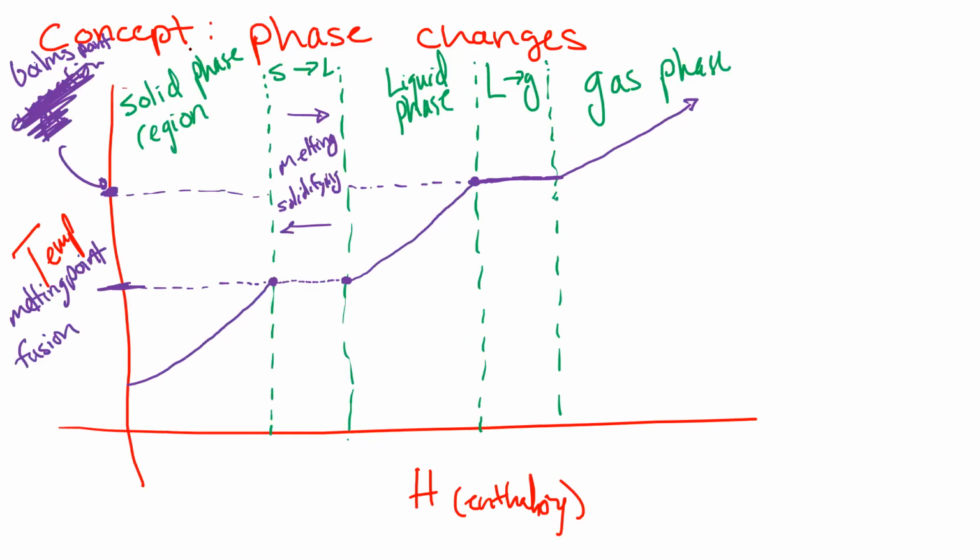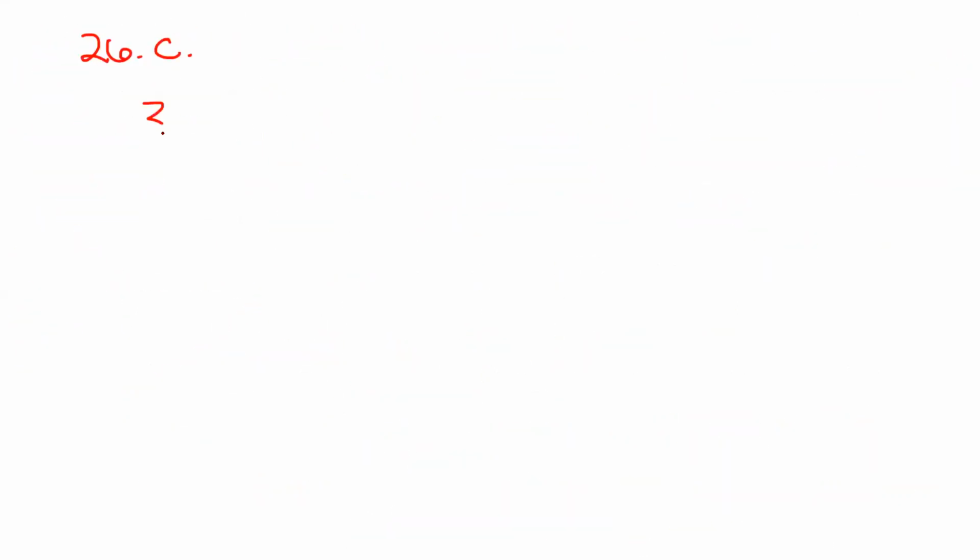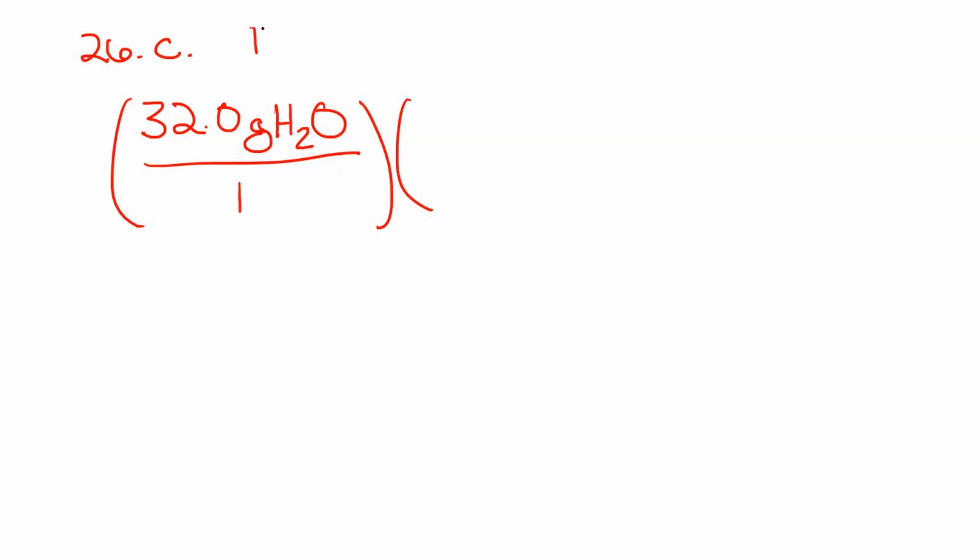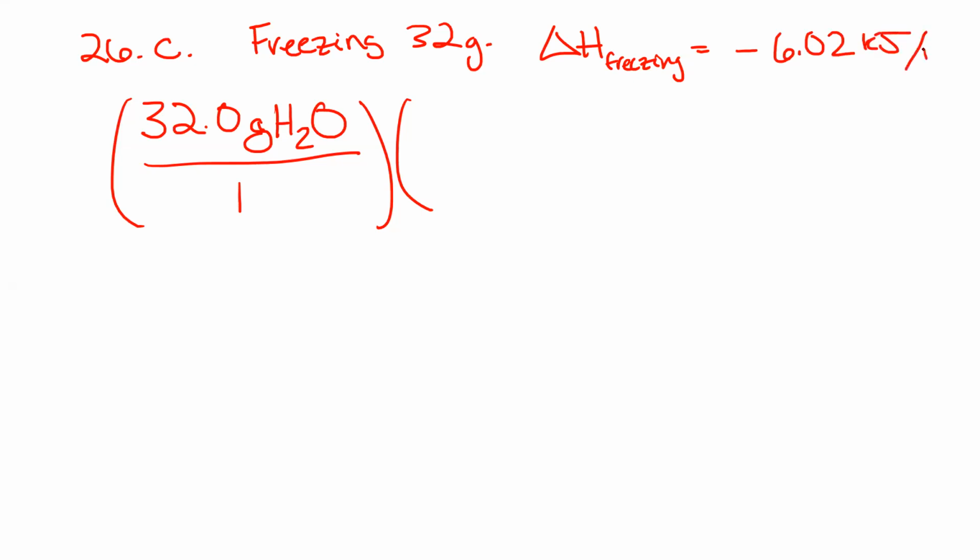26C. What is it? It is 32 grams. So if we've got 32.0 grams of water, and we know that this is freezing 32 grams, and the delta H of freezing is equal to minus 6.02 kilojoules per mole of H2O. We know that that means we need moles of water.